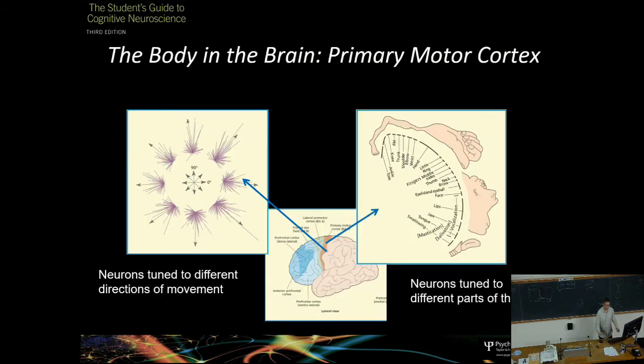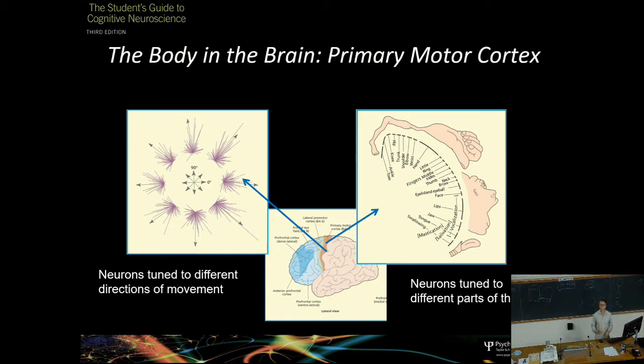So let me explain that with some more examples. Here is our motor cortex, and this is the strip here. What this means is that you've got neurons here that respond to the hand, neurons here that respond to the face, neurons here that respond to the tongue. As well as having neurons that are tuned to different body parts, we also have neurons that are tuned to different directions of movement. So for instance, some neurons in the hand area will fire when the hand moves in this direction. Some neurons will fire when the hand goes in that direction. So you've got different neurons that are tuned to different directions of movement and to different parts of the body.